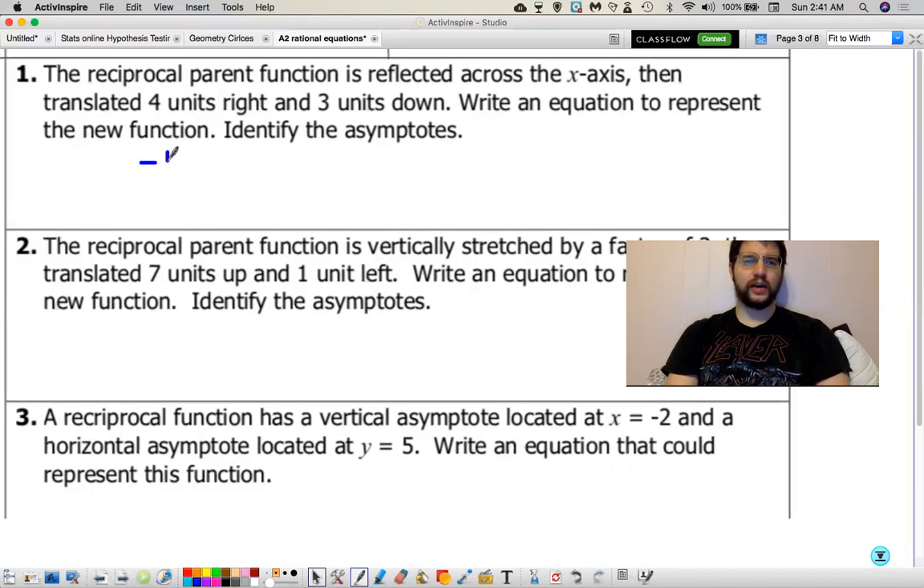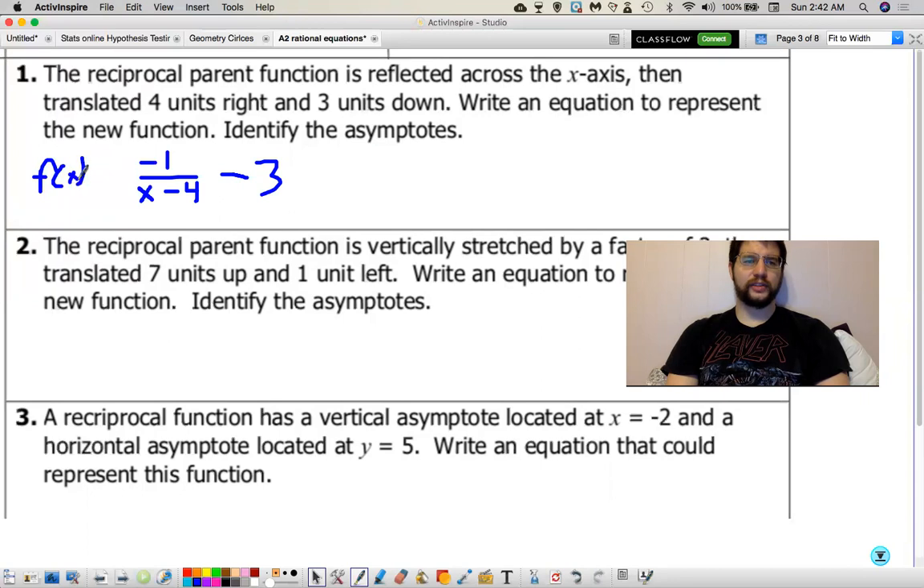So that's going to be a negative 1. I didn't say we were stretching or compressing it. 4 units to the right, so that's going to be x minus 4. 3 units down, minus 3. So that's what your function would look like.